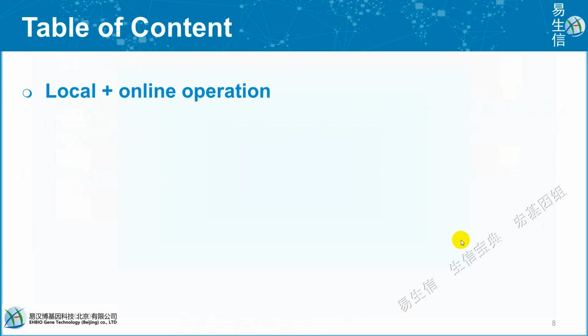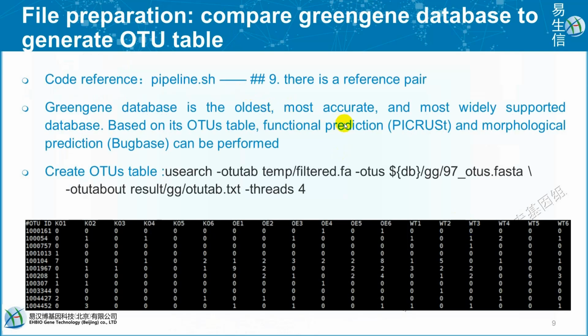So, how can we perform PICRUSt? There are ways we can perform it on a local server and we can perform it online by using ImageGP. So, what files need to be prepared? First of all, compare against the Greengenes database to generate an OTU table, which we already did in pipeline number 9. The Greengenes database, as you know, is the oldest, most accurate, and most widely supported database. Based on its OTU table, function prediction by PICRUSt, and phenotype prediction by BugBase can be performed eventually. You can see the OTU table which was generated looks like this.